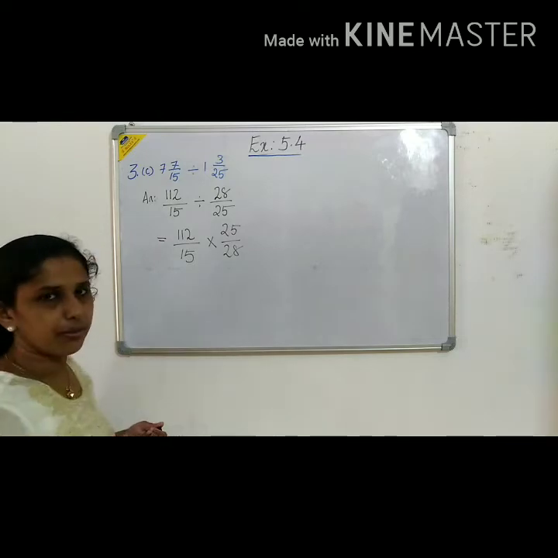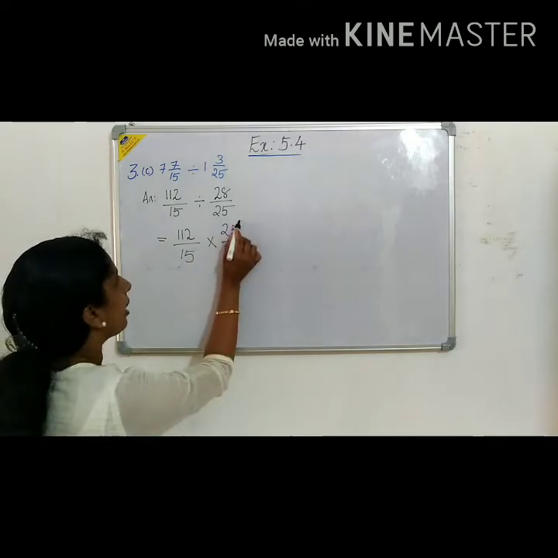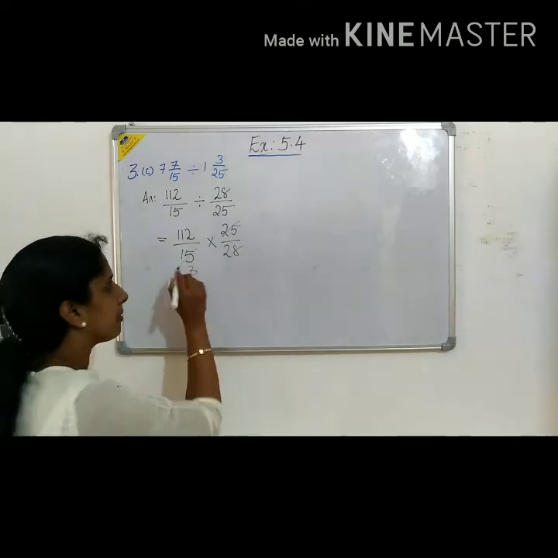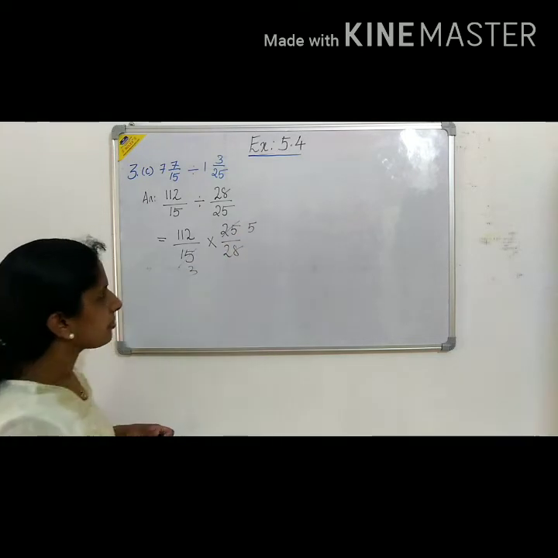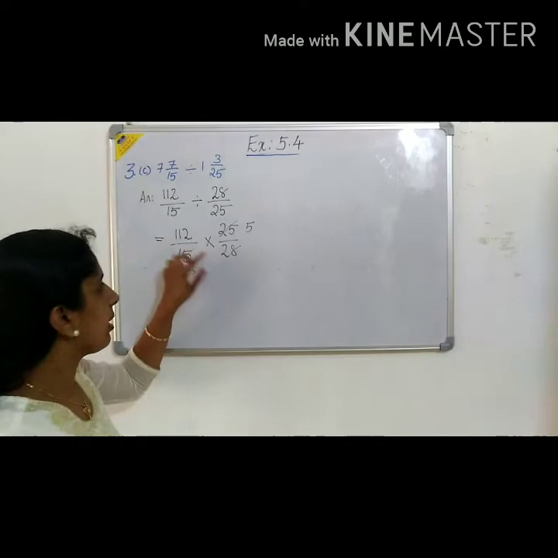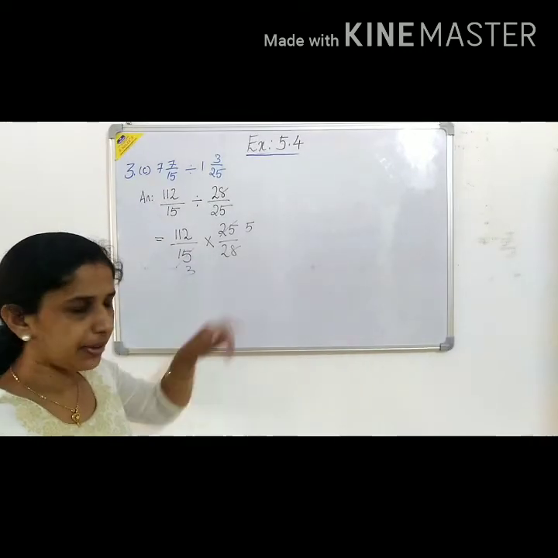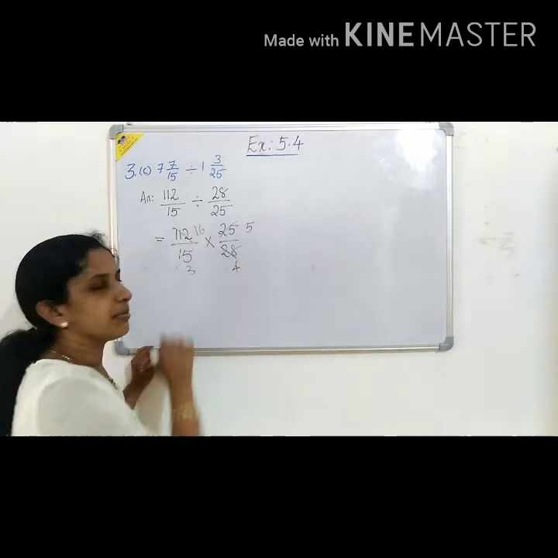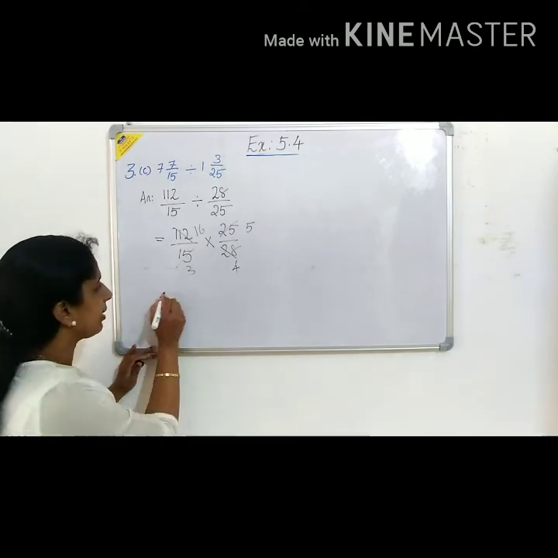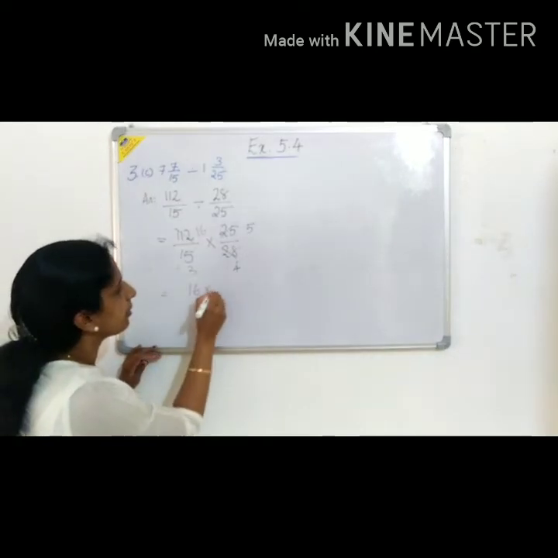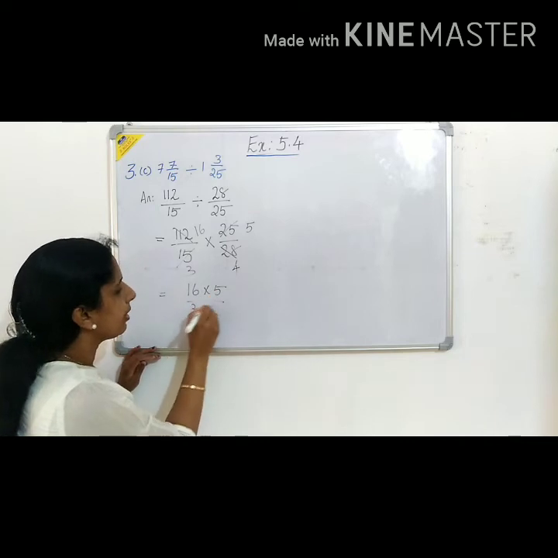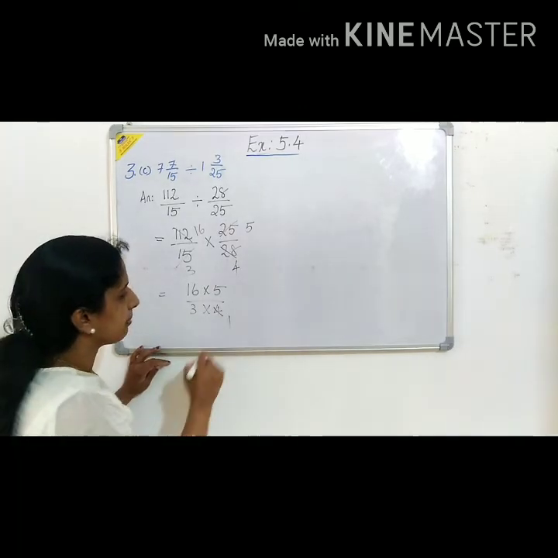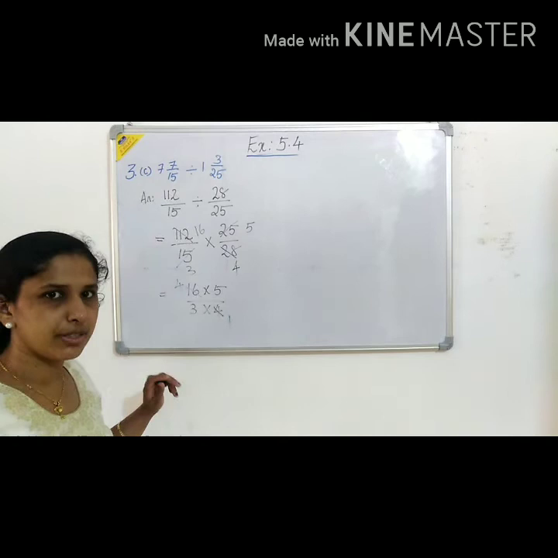Okay, now we can cancel the common factors. Here 15 and 25 both we can cancel by 5. 3 5s are 15, 5 5s are 25. Now 112 and 28 both are divisible by 7. 7 4s are 28 and 7 16s are 112. Now what is left? We can see here 16 into 5 by 3 into 4. So 4 and 16 again we can cancel. Here it is 4 because 4 4s are 16.